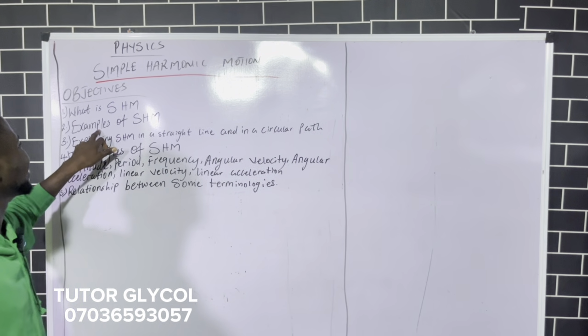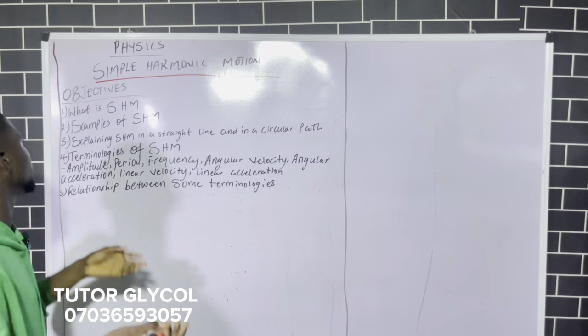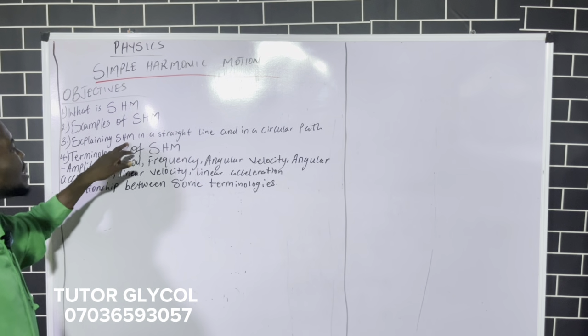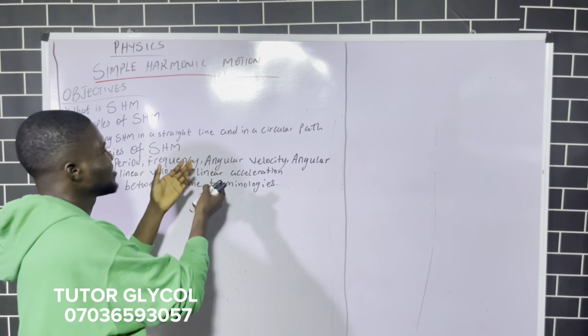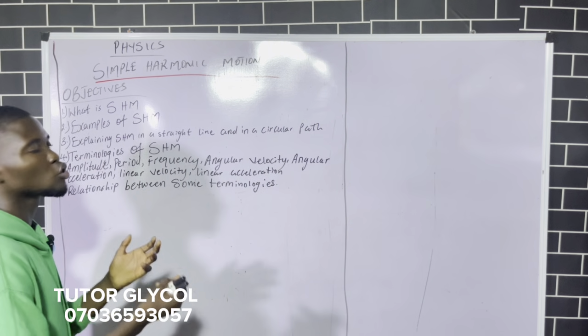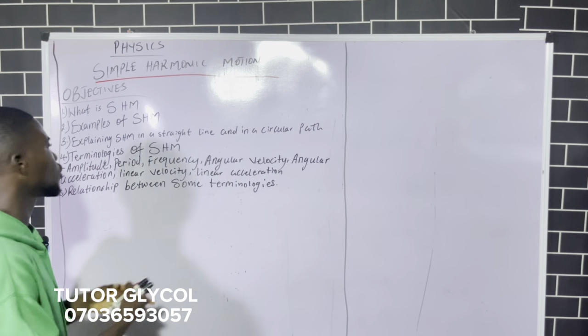We're going to be looking at examples of simple harmonic motion, common examples around you that you understand. We're also going to be explaining simple harmonic motion in a straight line and in a circular path. Don't be afraid, there's nothing really different, just that the way some textbooks put it, students find it confusing, but I'm going to be explaining that during the course of the video.